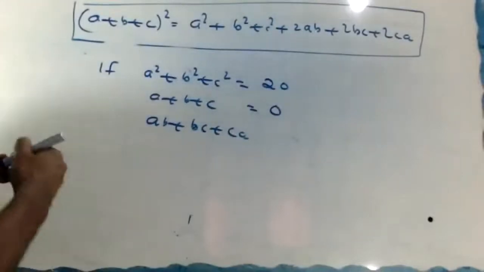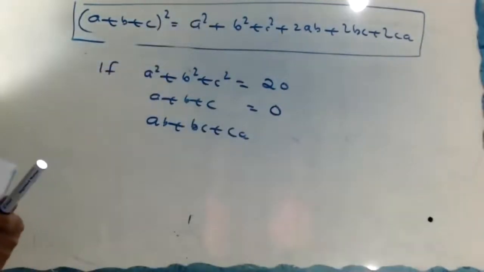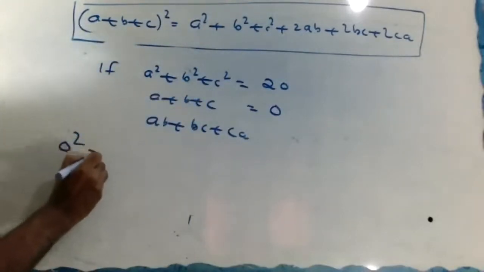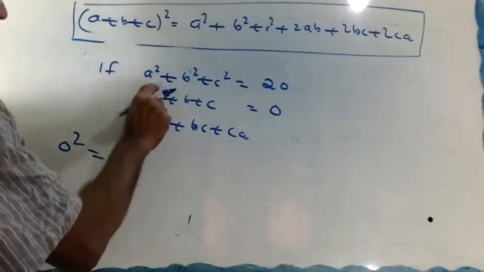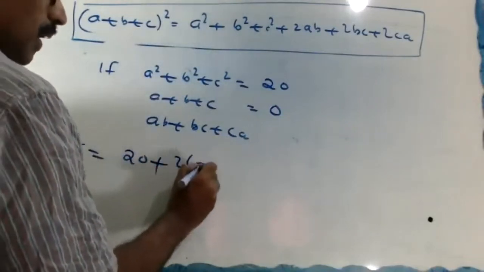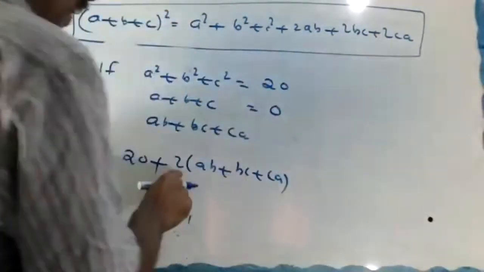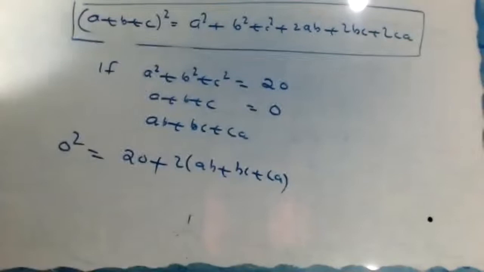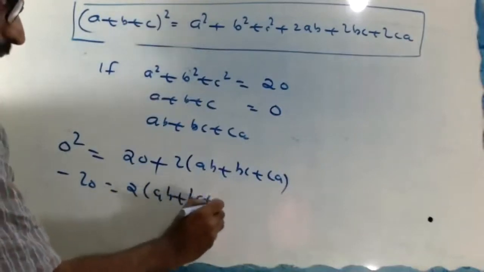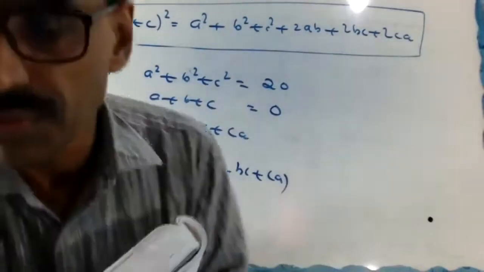Look here. Now you are okay. Which identity are you using? Now listen here. You apply (a plus b plus c) whole square equal to a square plus b square plus c square plus 2 into ab plus bc plus ca. Look, 2ab plus 2bc plus 2ca, we can write as 2 times ab plus bc plus ca. Agree or no? Now this 20 coming here, minus 20 equal to 2 times of ab plus bc plus ca. Therefore ab plus bc plus ca equal to minus 10.